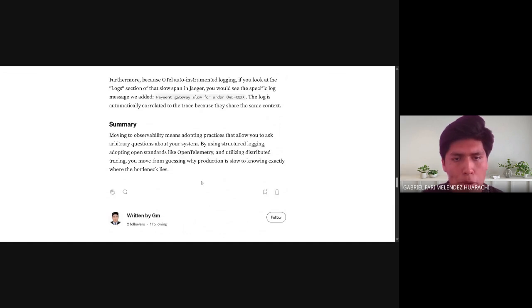In summary, moving to observability means adopting practices that allow you to ask arbitrary questions about your system by using structured logging, adopting open standards like OpenTelemetry, and utilizing distributed tracing. You move from guessing why production is slow to knowing exactly where the bottlenecks are. And that's all.